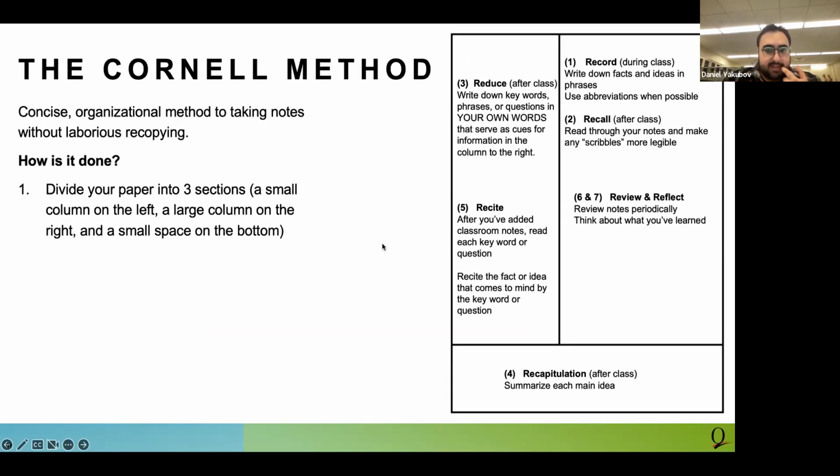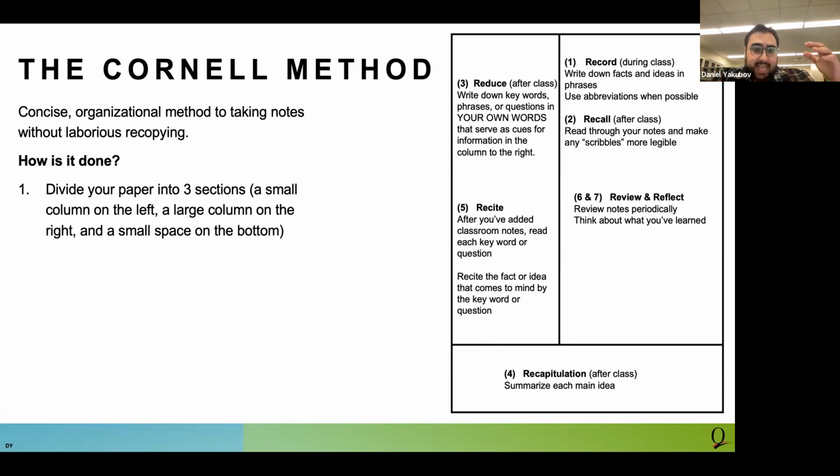So let's look at some methods. The first type of method is the Cornell method, which you will be practicing today. I think it's one of the more neat and organized methods of taking notes, okay? And the good thing about this particular method is that it does not require a lot of recopying, all right? Because once you make this study sheet, this is really your study guide for whatever topic you're working on. So how is it done?